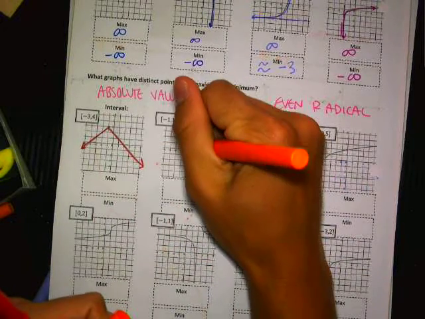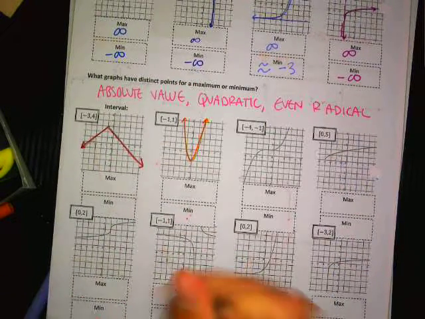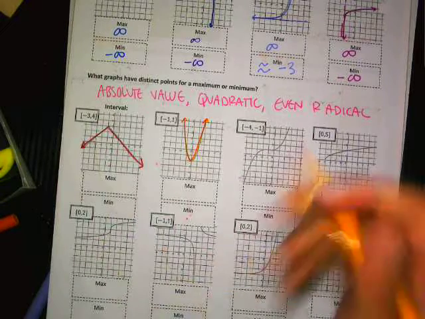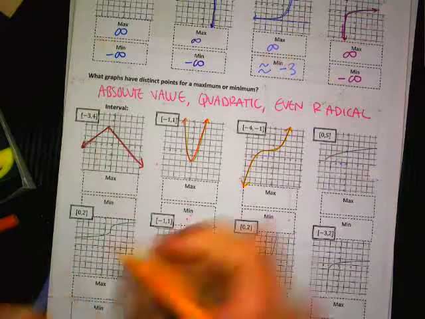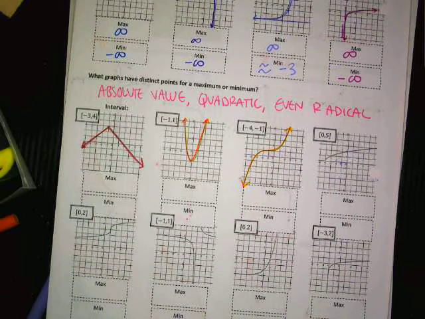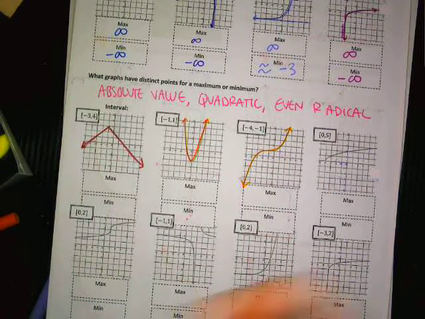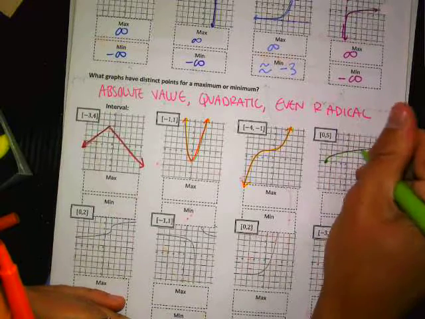All right. So next we are going to do max and min over an interval. If you look at all my examples, I have an interval in the top left corner. That'll be given to you.